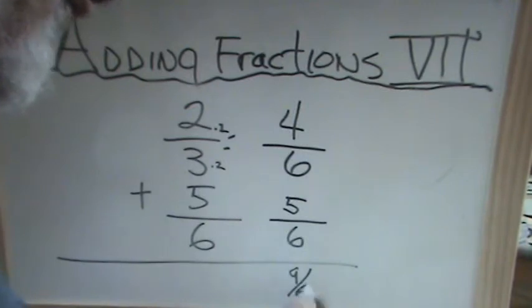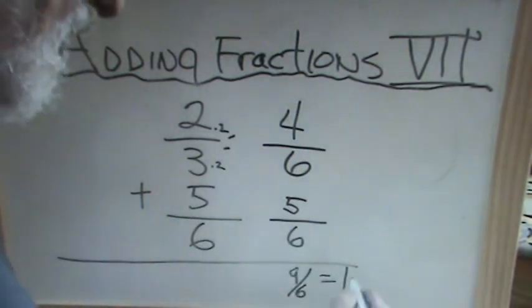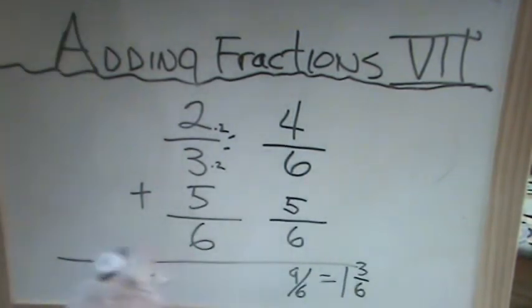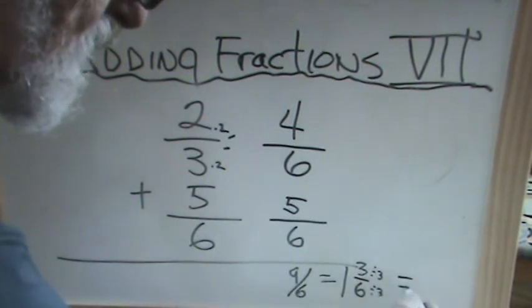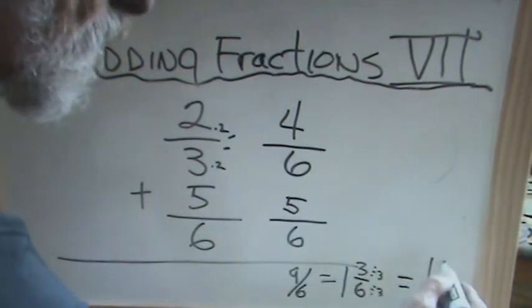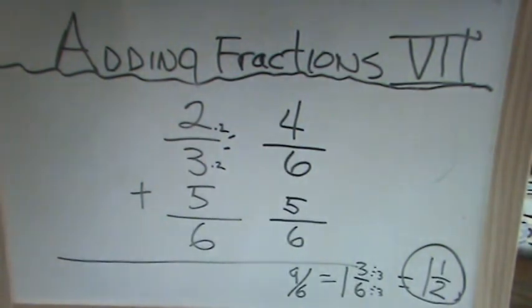And I get 9/6. Now I know 9/6 is not in its lowest name. So I have to take this improper fraction and make it into a whole number, or a mixed number. So I divide 6 into 9, goes 1 time, and I have 3 left over, so I get 1 3/6. And then I say to myself, okay, now, is 3/6 in its lowest name? And no, it is not, because I can divide 3 by 3 and I can divide 6 by 3. So I get 1, and 3 goes into 3 1 time, and 3 goes into 6 2 times. So I get 1 1/2 as my answer.